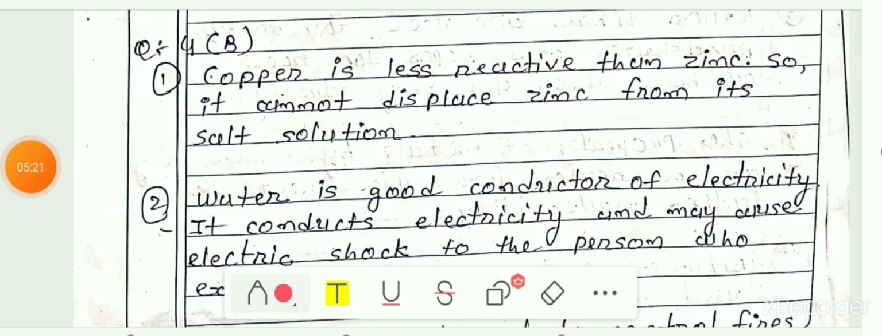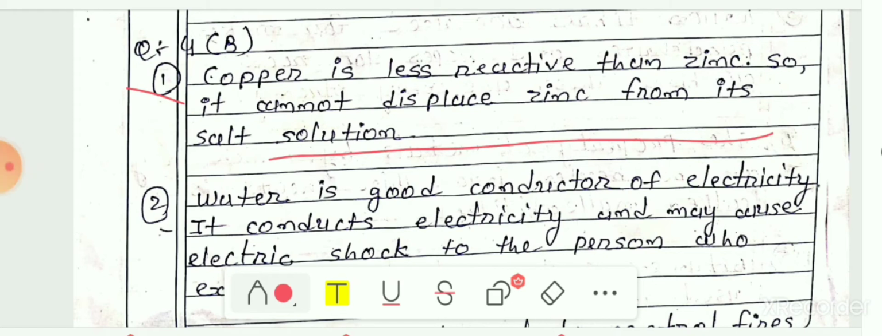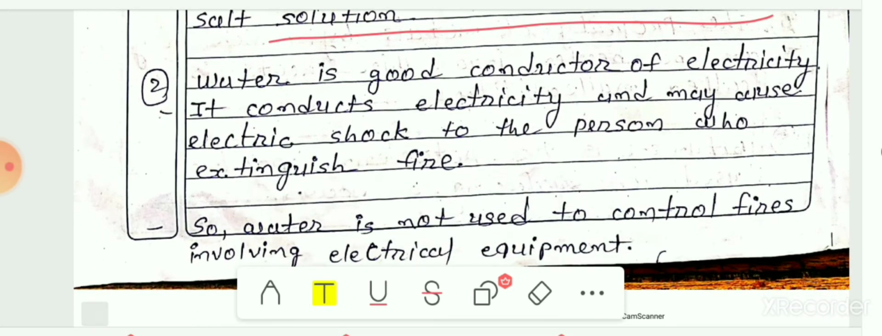The answer is that copper is less reactive than zinc, so it cannot displace zinc from its solution. As we know, a more reactive metal can only displace a less reactive metal, and here copper is less reactive and zinc is more reactive. That's why copper cannot displace zinc from its solution. The next reason was, water is not used to control fires involving electrical equipment.